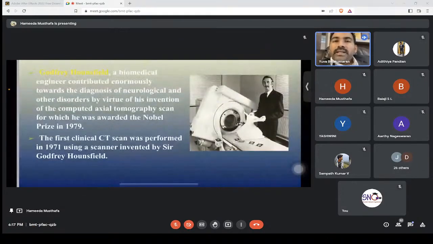The CT scan was discovered by Godfrey Hounsfield, a biomedical engineer who contributed enormously towards the diagnosis of neurological and other disorders by virtue of his invention of computed axial tomography, that is CT scan, for which he was awarded the Nobel Prize in 1979. The first clinical CT scan was performed in 1971 using a scanner invented by Sir Godfrey Hounsfield. So he is Sir Hounsfield with his CT scan. You can see the picture.